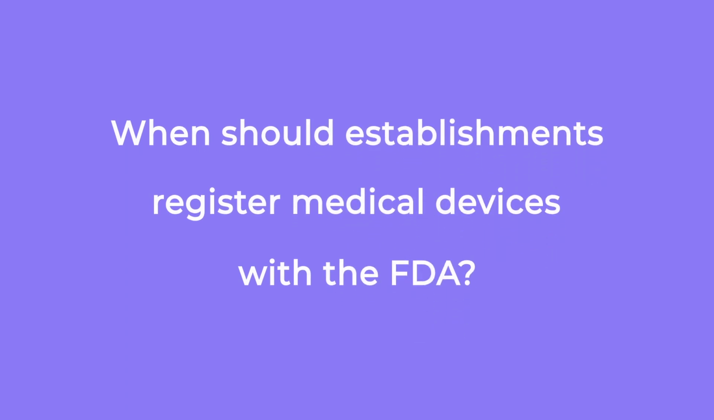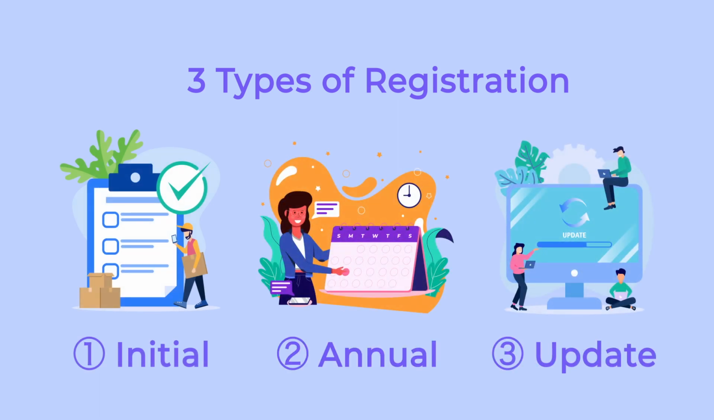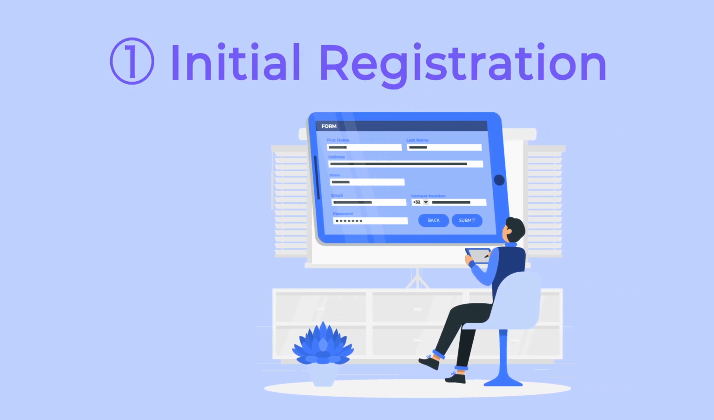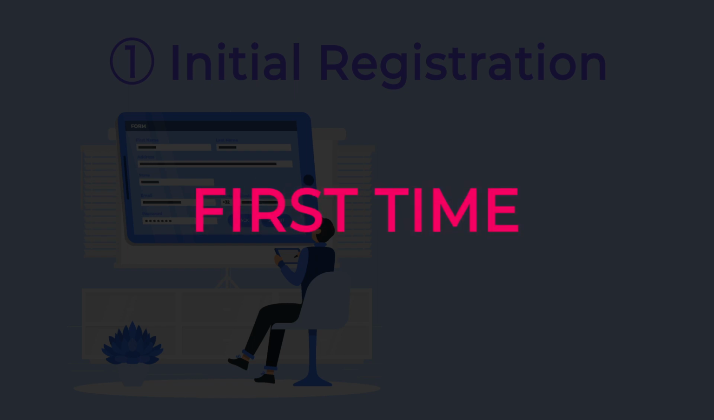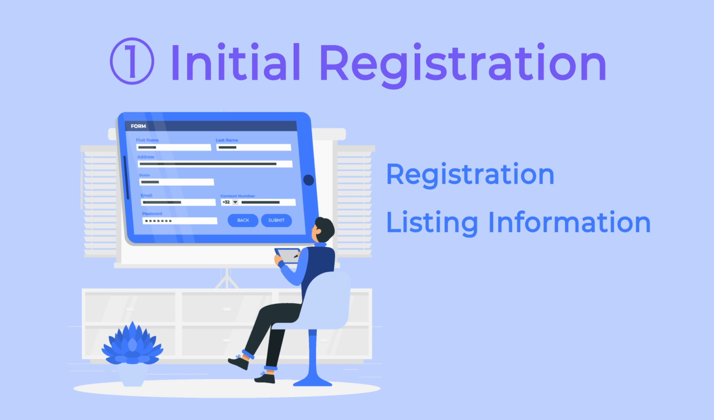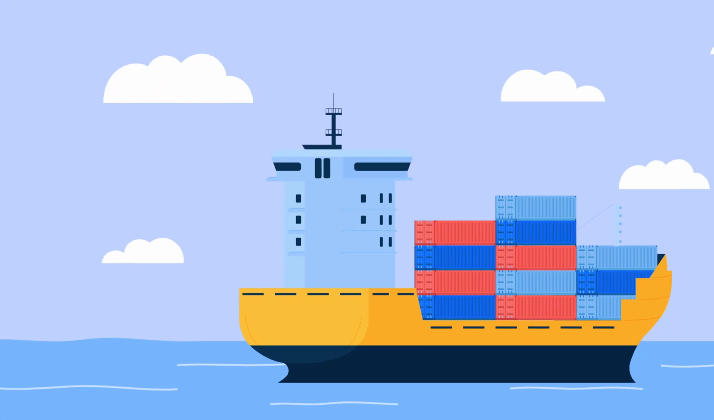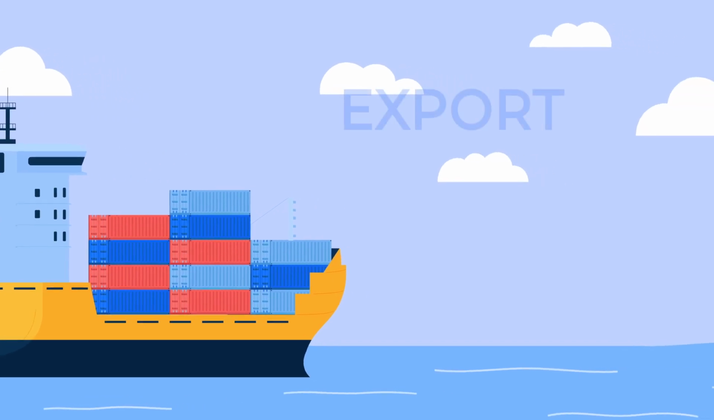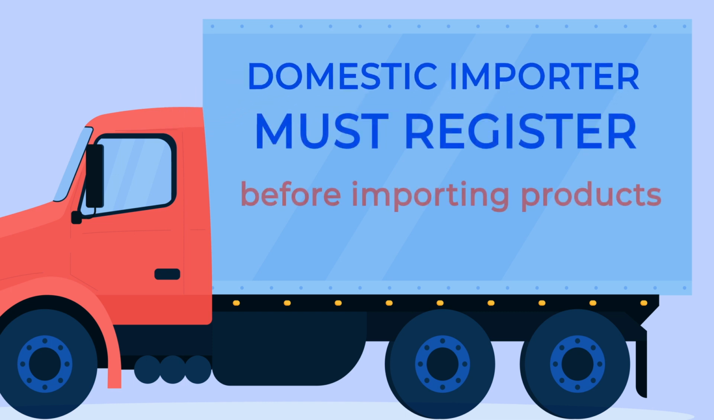When should establishments register medical devices with the FDA? There are 3 types of registrations, which are initial registration, annual registration, and update registration. Initial registration is the process of registering a medical device establishment for the first time. The establishments must submit registration and listing information within 30 days of an establishment beginning an activity or putting a device into commercial distribution. Foreign establishments must register before exporting products to the United States, and domestic importers must register before importing products.